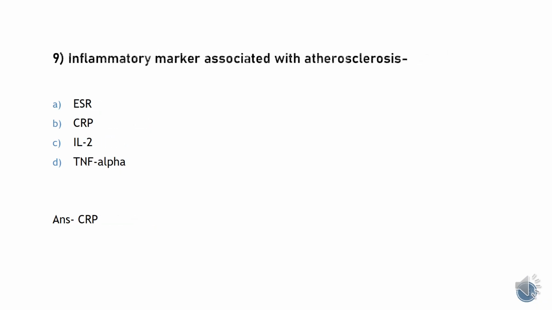Ninth question. Inflammatory marker which is associated with the atherosclerosis is, options are ESR, CRP, interleukin 2 and TNF alpha. So the answer is CRP. It is the C-reactive protein which is the high sensitive CRP. It is a marker of a systemic inflammation and is associated with the increased risk of the cardiovascular events and the progression of the atherosclerosis.